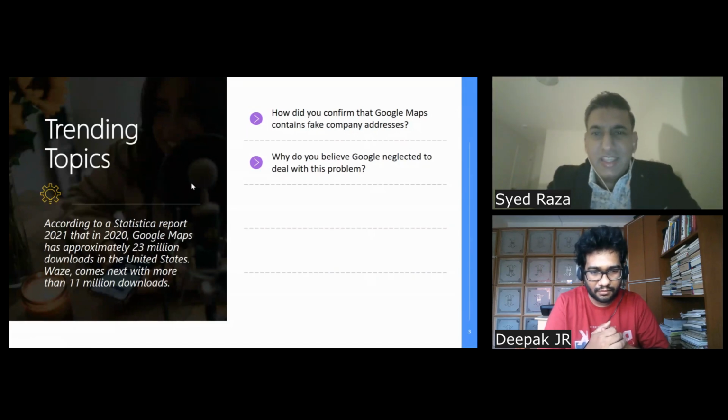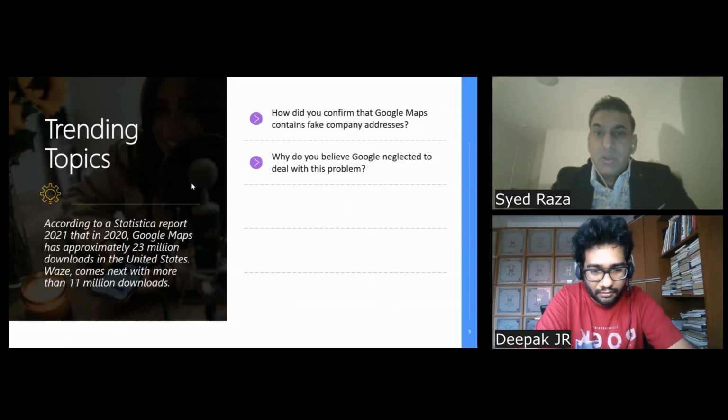If you just Google how to have a fake address on Google Map, you can find many tricks, right? There are different tricks, like having one postal code, or one phone number for 10 companies, things like that. You can Google it, find it, apply it, and have your point of interest on Google Map.